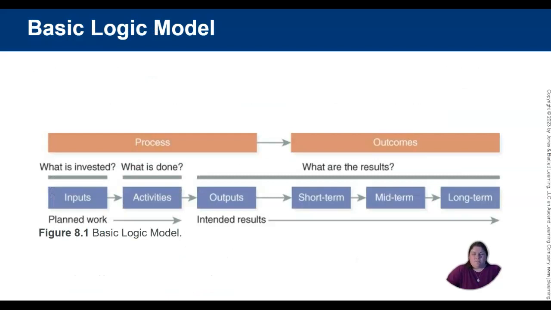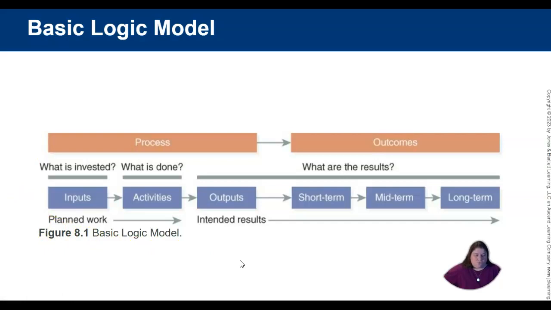So this is just a very basic logic model. This is from figure 8.1 in your text, and it shows you evaluation along with the program. So at the top in the orange, those are your evaluation components. Process evaluation is looking at your program and whether or not the program was delivered in the way it was intended. And your outcome evaluation is looking at, was your program effective? We're going to talk more about evaluation in Module 8, but just know that that is part of a logic model, which is part of the planning.